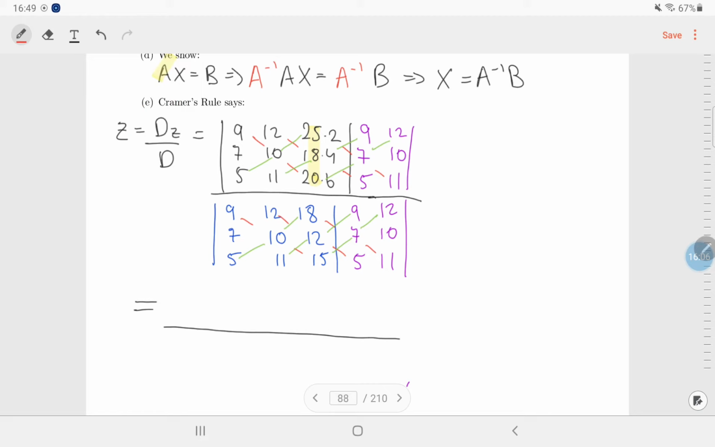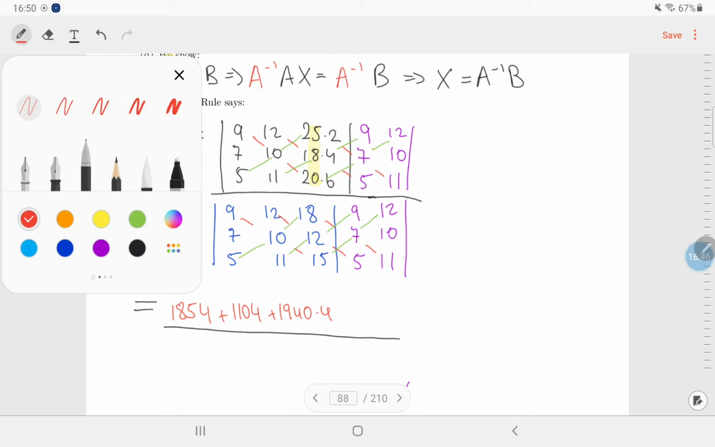Right, so the right down diagonal: I get 9 by 10 by 20.6. Going to the calculator with that, 9 by 10 by 20.6, I'm getting 1854. Now the top one: 12 by 18.4 by 5, I'm getting 1104. The only good thing is everything is positive. 25.2 by 7 by 11, I'm getting 1940.4. That's a plus there.